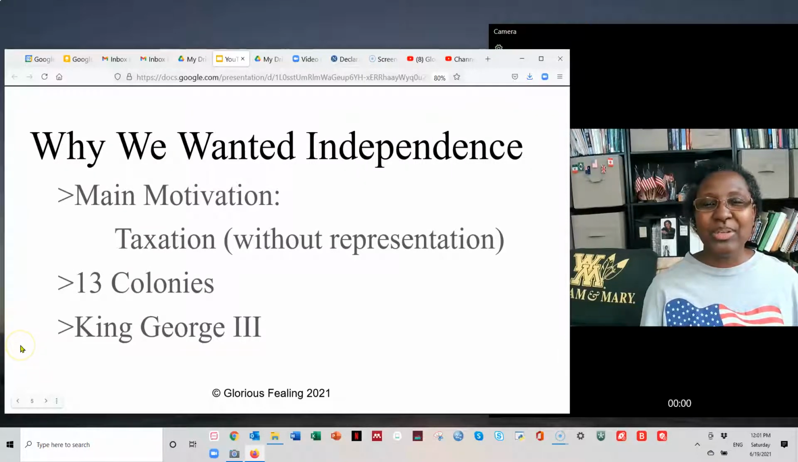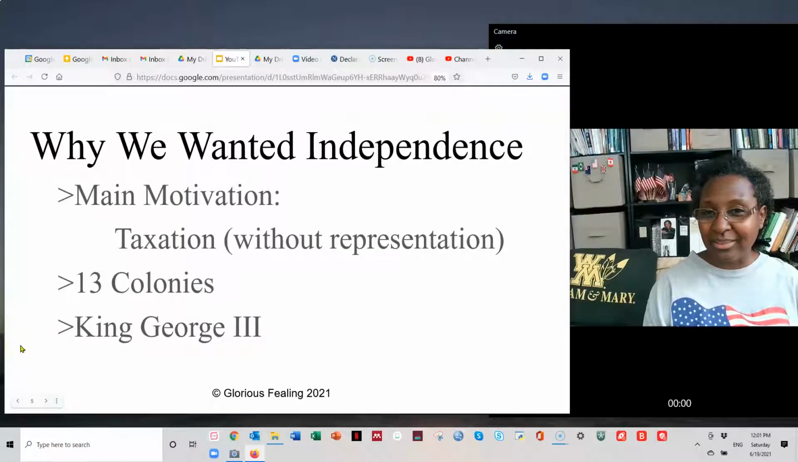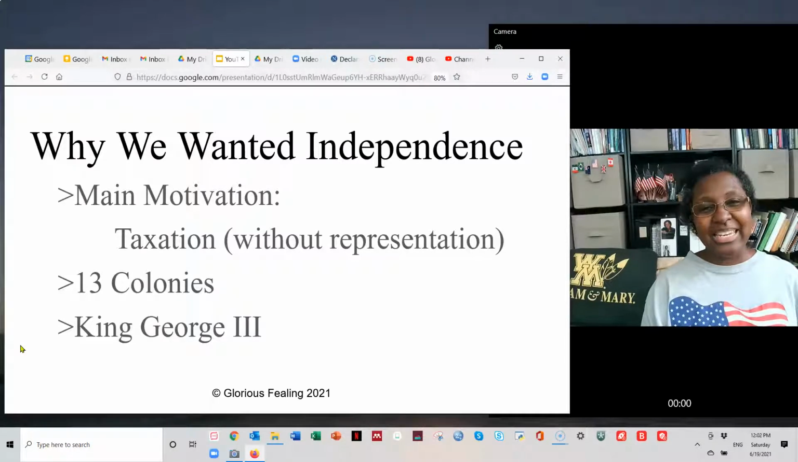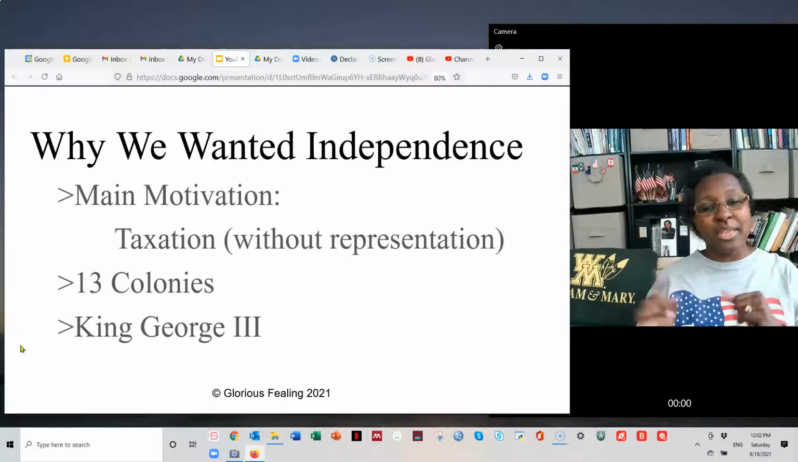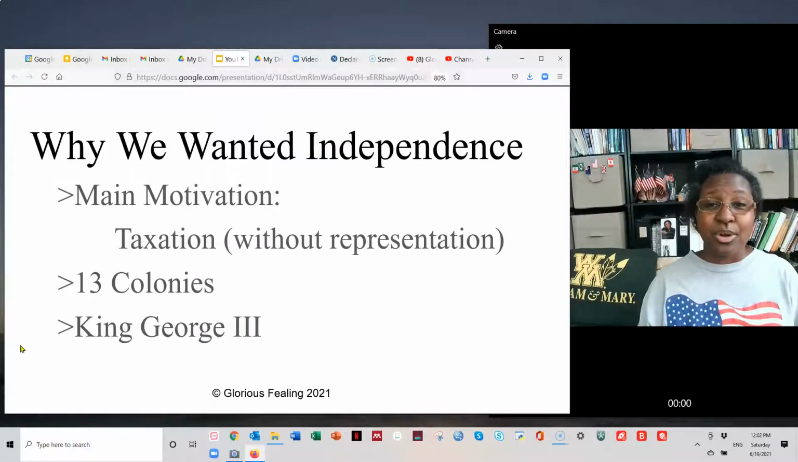Why did colonial Americans want independence? Their main motivation was taxation. People in England were making the laws about how to tax colonial Americans. That means that the colonial Americans did not have representation in England. That means that they did not have anyone who could speak about what was important to them. So, some tension started to grow.